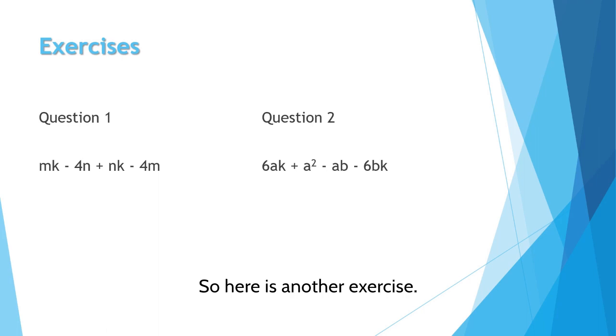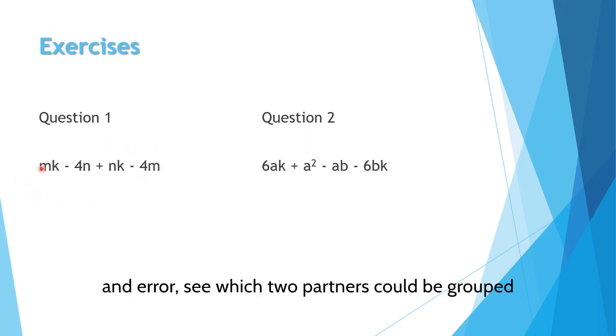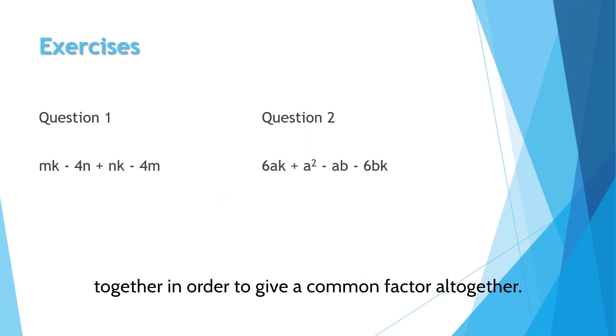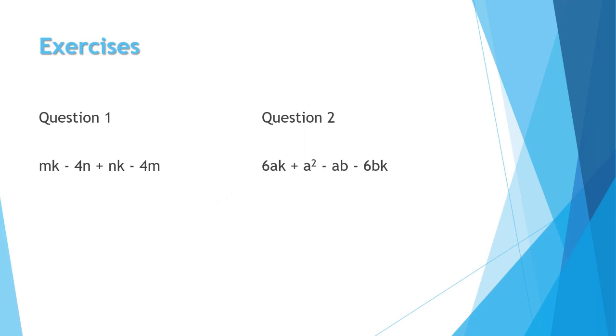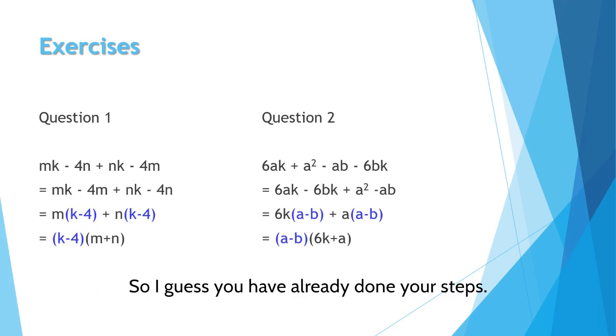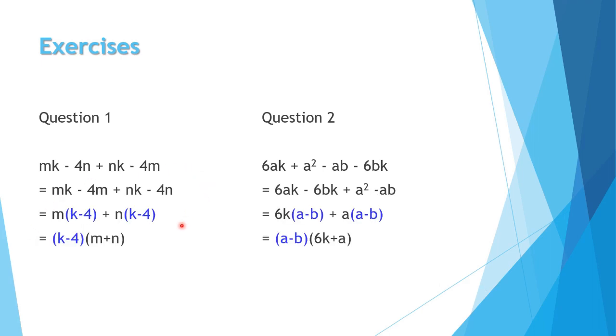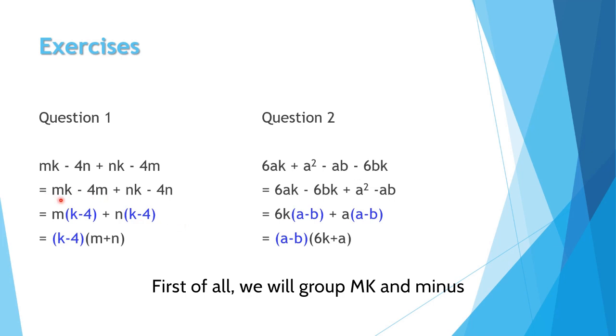So here is another exercise. You may pause the video and try. And again, before you try, you can use trial and error. See which two partners could be grouped together in order to give a common factor altogether. So I guess you have already done your steps. Here is the answer. First of all, we will group mk and minus 4m together, and then nk minus 4n.